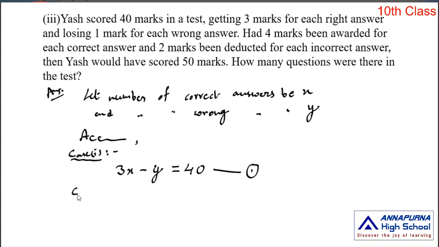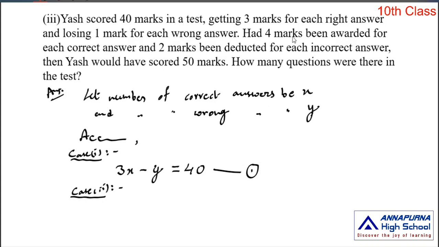And come to the second case. In the second case, if 4 marks are awarded for every correct answer and 2 marks are deducted for every incorrect answer, his total score is 50 marks. Just forget this total score, and just calculate the total score when 4 marks are awarded for every correct answer and 2 marks are deducted for every incorrect answer. So here, how many correct answers are there? There are x correct answers.